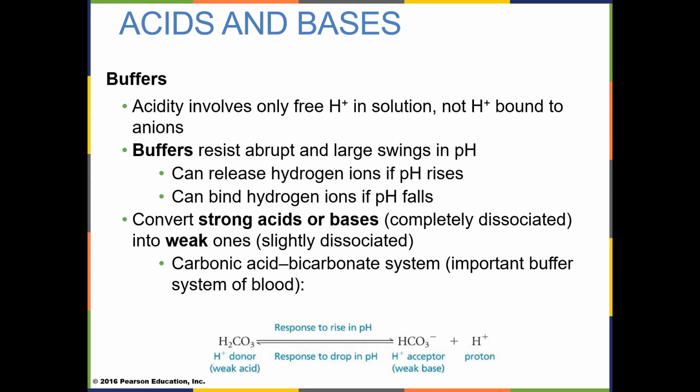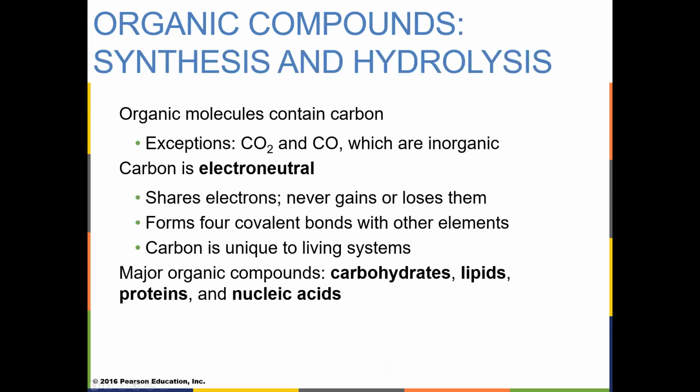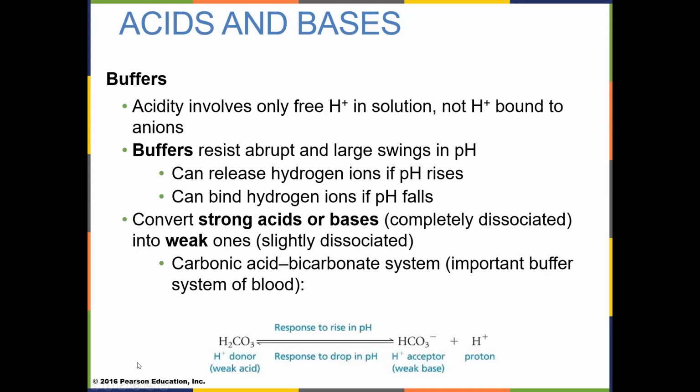We will take carbonic acid. We will take a strong acid like hydrochloric acid and convert it to carbonic acid, which our body can deal with very easily. If we are dealing with a very strong base, we will convert it to bicarbonate, a very weak base, so that we don't have any large swings in pH. We don't like to see it become too acidic or too basic.